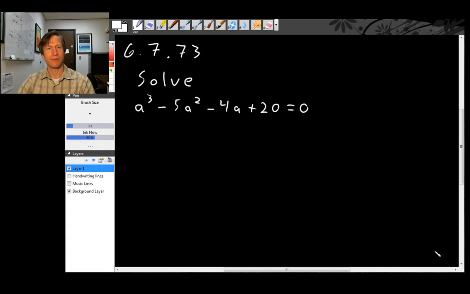Here's a solution to Rockswold problem 6.7.73. So the problem is to solve this equation, a cubed minus 5a squared minus 4a plus 20 equals 0. Since the right-hand side is 0, if we can factor the left, we can use the zero product property to solve this equation. So let's go ahead and try to factor.